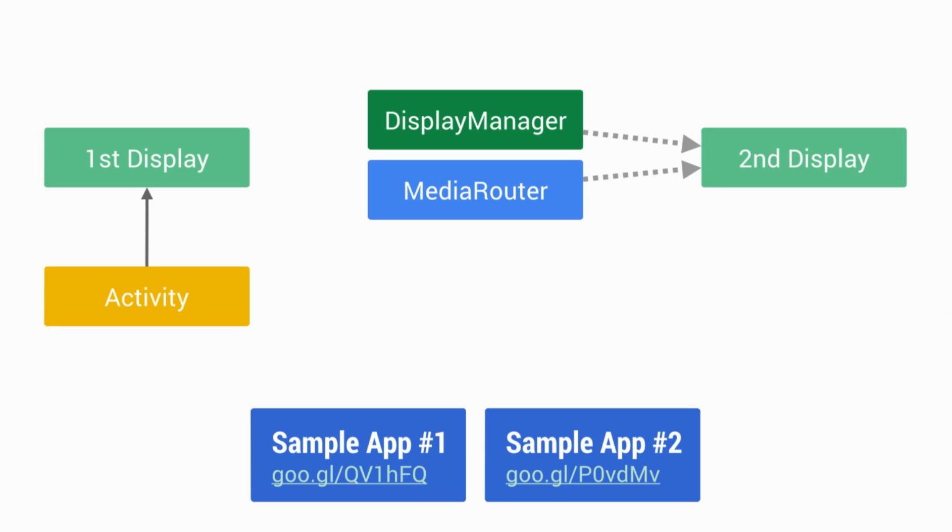So there are 2 sample apps. You can use Media Router and Display Manager to detect the additional display, and then you create a presentation to actually show the specific content on it. So there are 2 sample apps in the Android SDK that demonstrate how to do this.